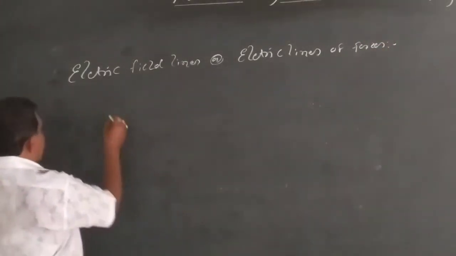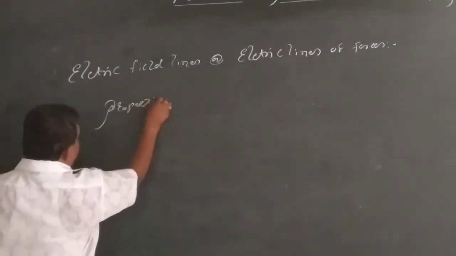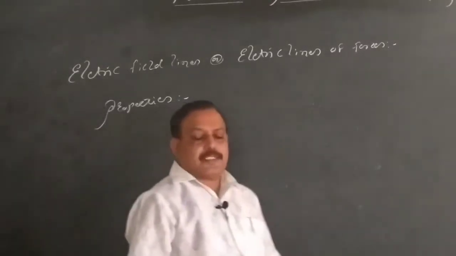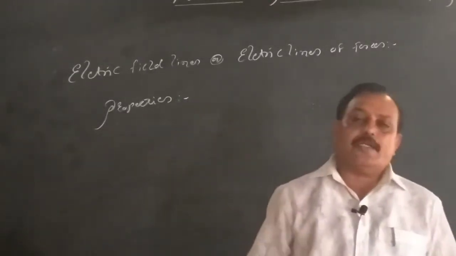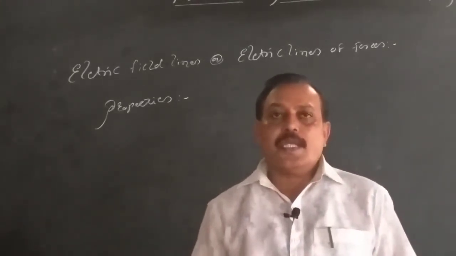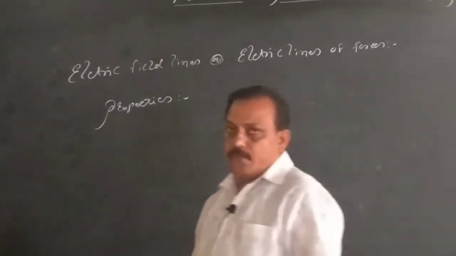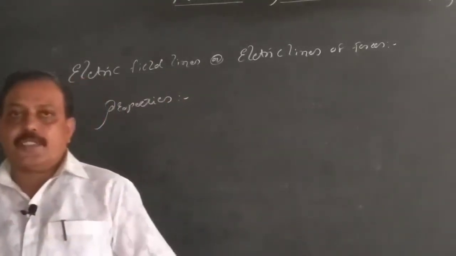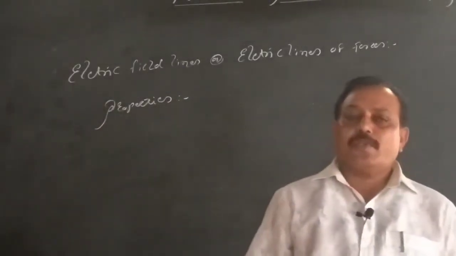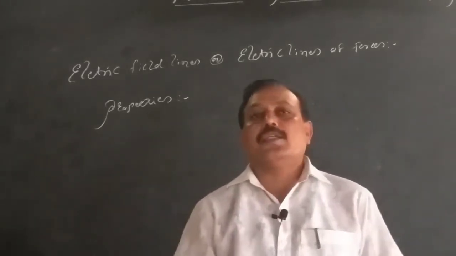Then I come across the properties of electric lines of forces, or electric field lines. Now these field lines are imaginary lines according to Michael Faraday. When the test charge or unit positive charge is placed, it moves in that field. That is the definition for electric lines of force. So what is that definition? Electric lines of force is the imaginary line along which, when the unit positive charge or test charge is placed, it moves in that field.